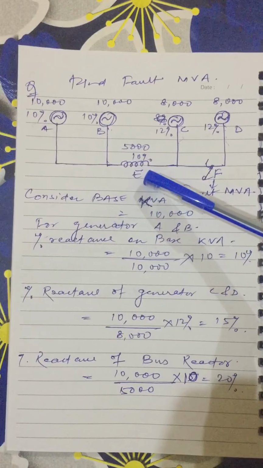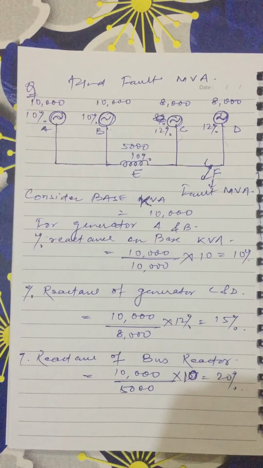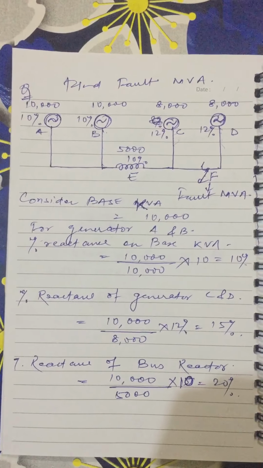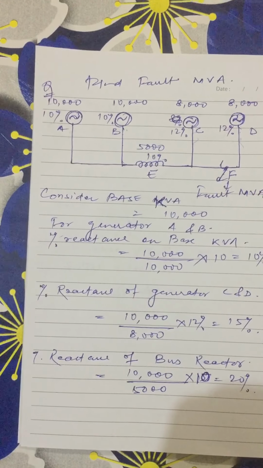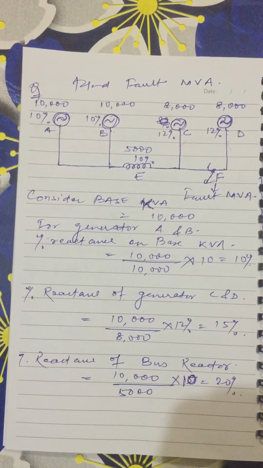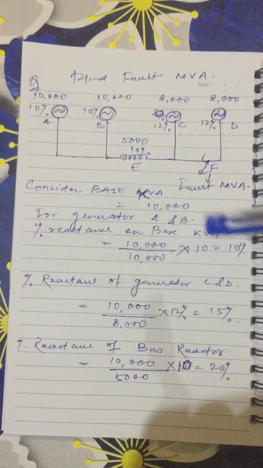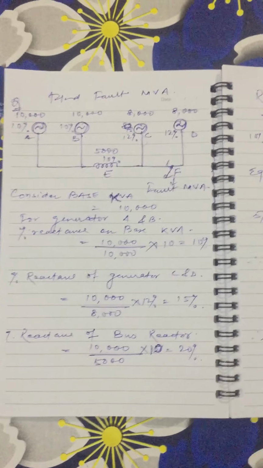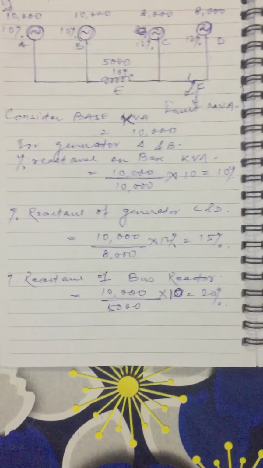Again, for this same question we need to repeat the same procedure. What we have to do first: first of all, we need to find the base kVA. Let us suppose the base kVA is 10,000. Again, I have to say that you can take any value for this base kVA. I took 10,000 here. You may take 20,000, you may take 30,000. It's only up to you. So consider the base kVA I have considered here as 10,000.